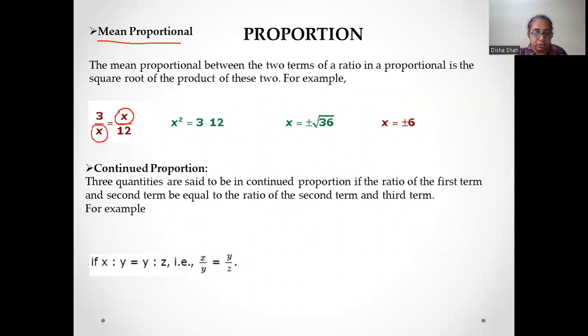This is also called continued proportion. Continued proportion means A by B upon B by C, C by D. This is called continued proportion. If it is in this form, then it is called continued proportion.